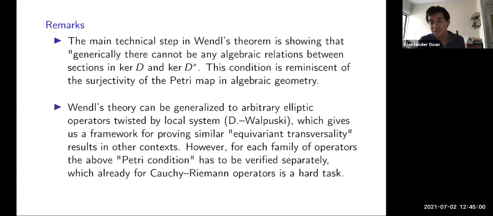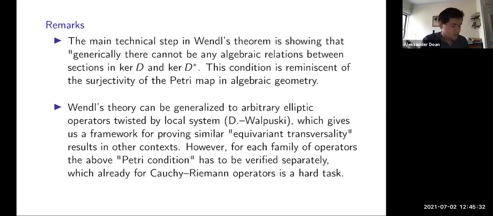But it will not give you equivariant transversality for free, because you will always have to prove that this first part holds, that you will always have to show that generally there can't be any algebraic relations between solutions. And that's usually a hard problem to solve. So Chris Wendl did it for Cauchy-Riemann operators. It's already a difficult proof.